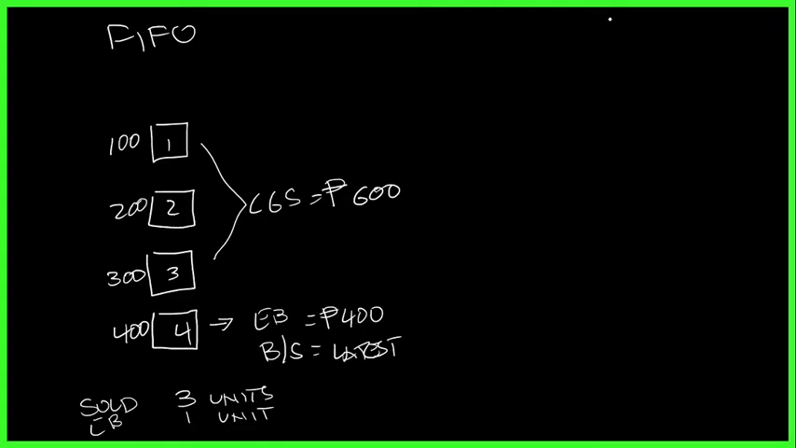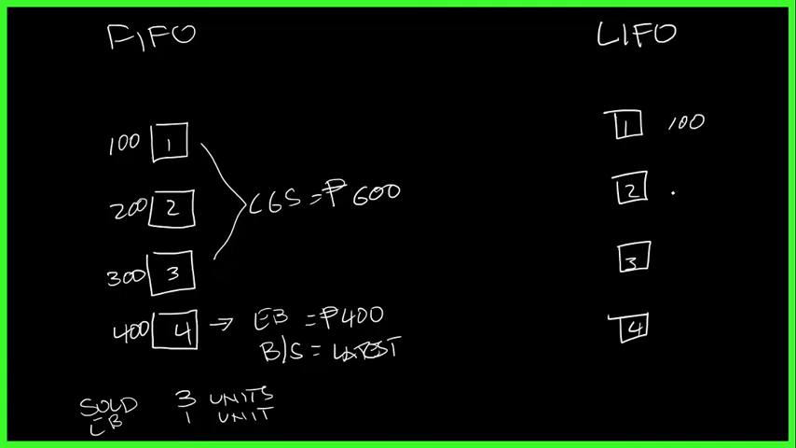Ngayon, doon sa last in, first out, pagtabihin na nga muna natin. Last in, first out. Let's have the same number of purchases. Okay, so let's say 4 units lang tayo. Purchase number 1, 2, 3, and number 4. Let's assume that their price is 100, 200, 300, and 400. Tapos, same assumption. Okay, they were able to sell. So, they sold 3 units.